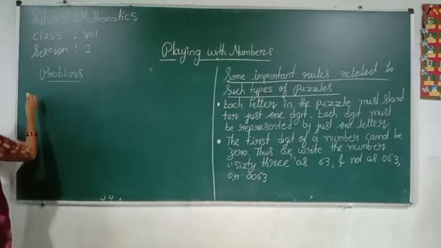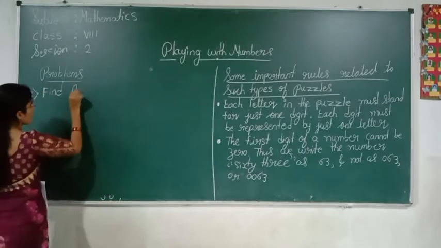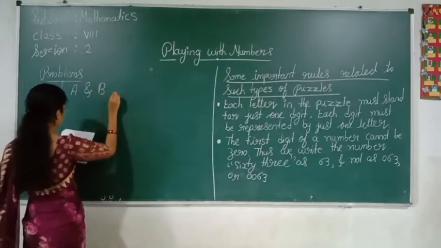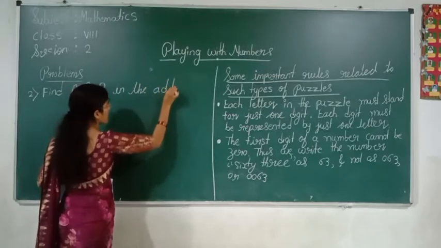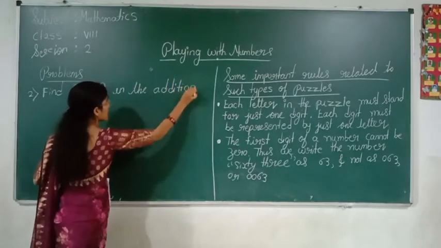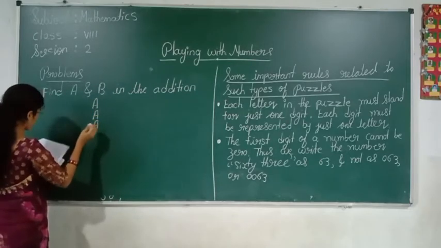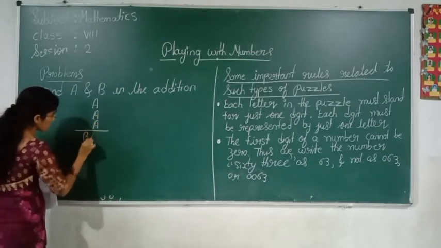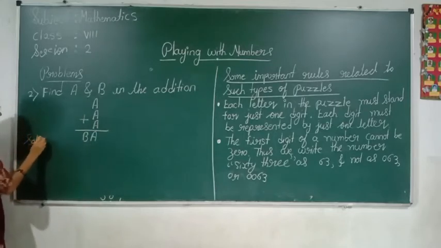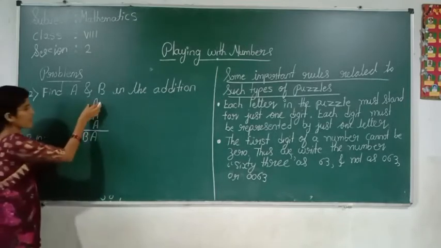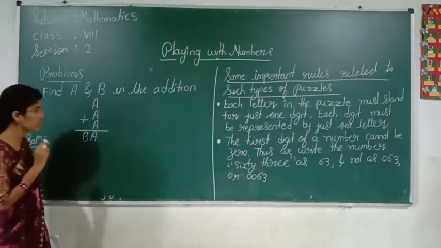The second problem is here. Find A and B in the addition. That is A. We want the answer BA. So solve this puzzle. See here, students, we have to substitute a digit.